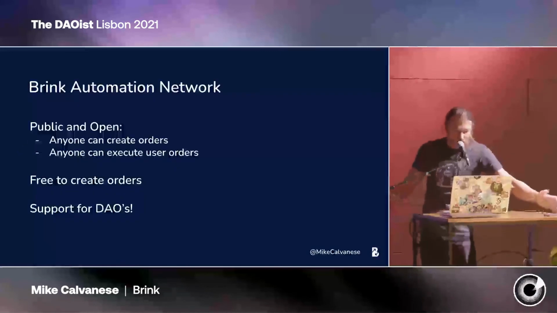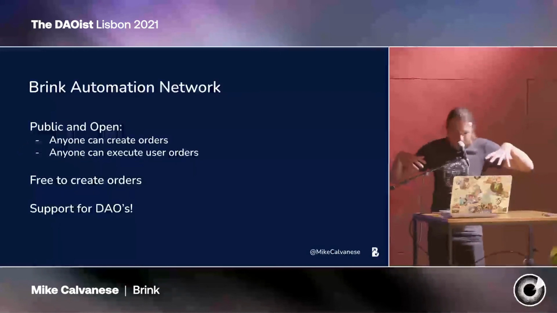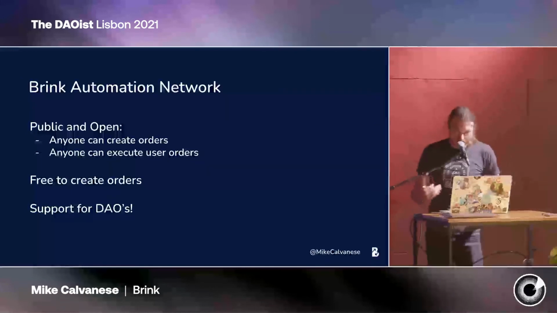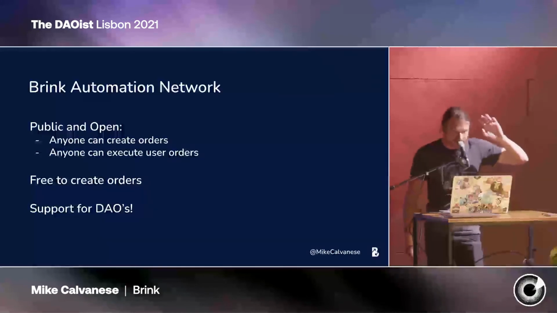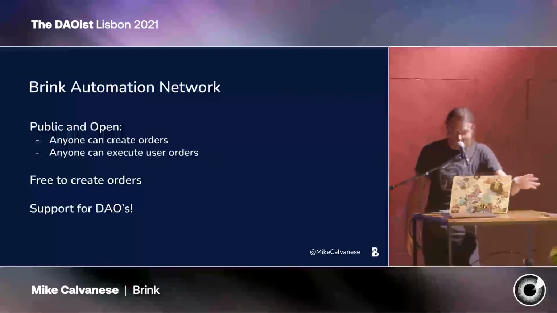So kind of just to recap, Brink Automation Network is a public and open network. Anybody can create orders on this network. That means any address, any smart contract as well, as long as it supports the signing EIP 1271 that we're using. That includes DAOs as well. DAOs can create orders, something that previously could not have been done. So this is very new.